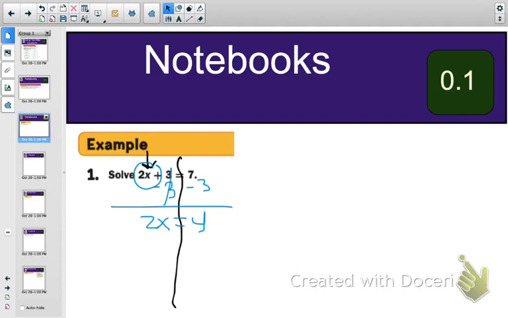This line means my equal sign. So now we have 2 times x equals 4. To solve that, we're going to divide by 2, since it's multiplication originally. Those cancel. We get x equals 4 divided by 2, which is 2.